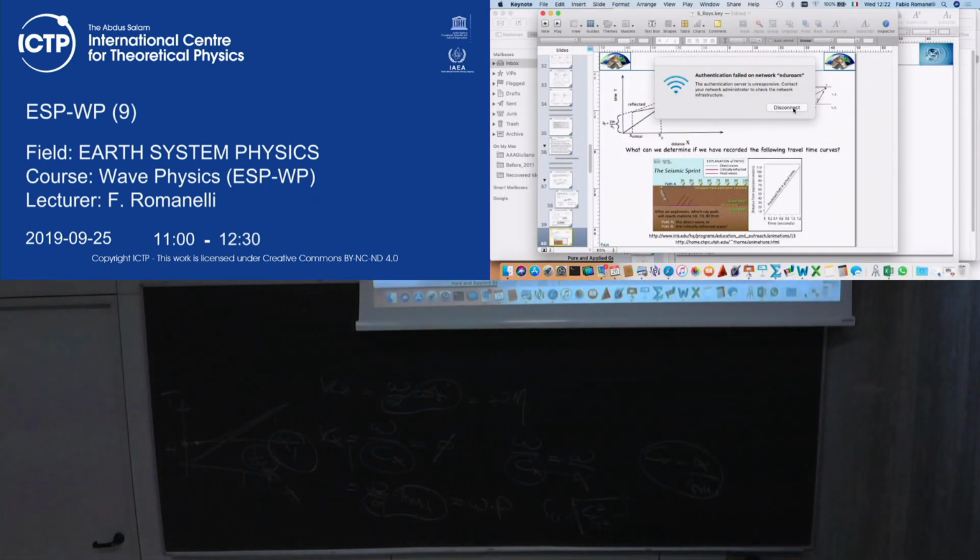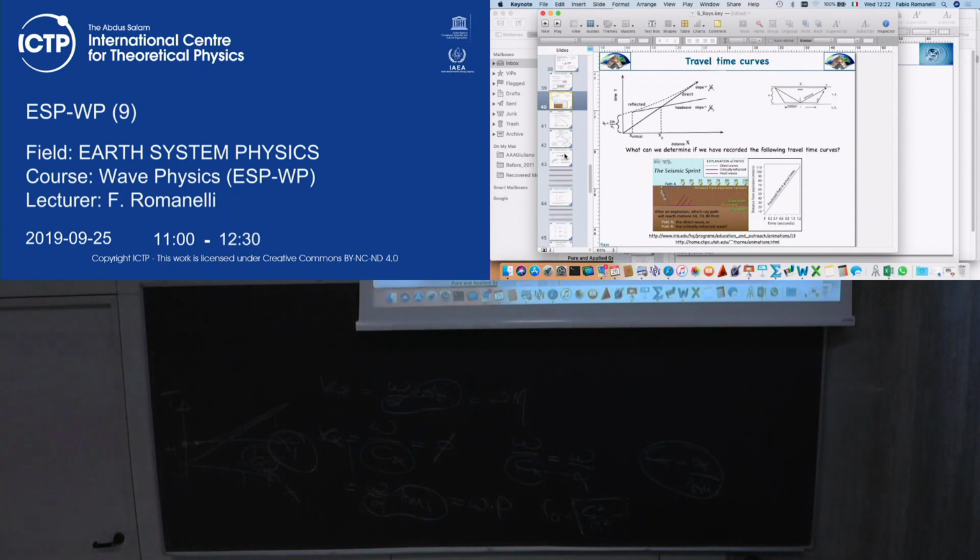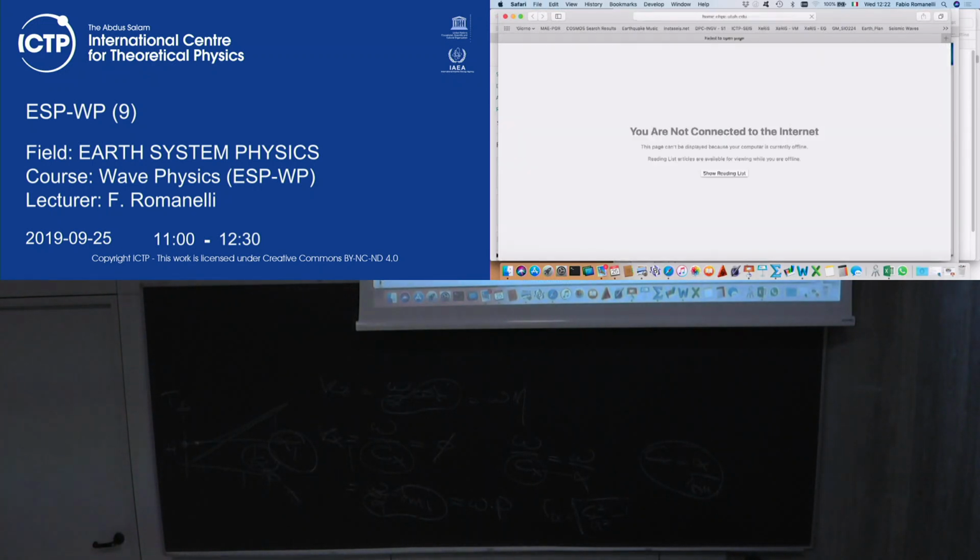What's happening here? Why? Okay. We will continue this part later, but let me first see if this is working. But I have some, oh, it's not working. But I have some animation that I have already downloaded on my Mac. And the ROM is not working, so let me try ICTP secure. Oh God.